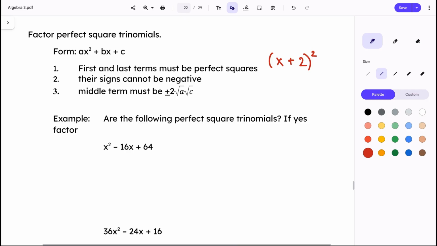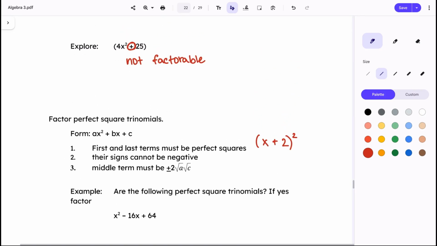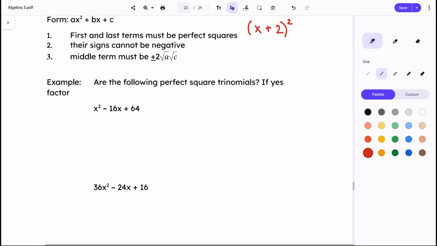So the first examples here are asking, are these perfect square trinomials? And if they are, factor them, okay? If they're not going to work for these 3 rules, then you're not going to be able to factor it, okay? And again, you can write not factorable, or another answer that would be acceptable is you could write prime. So even back up on this one where it said not factorable, if you wrote prime, that also means the same thing. Like I can't factor it based on what they're giving me.